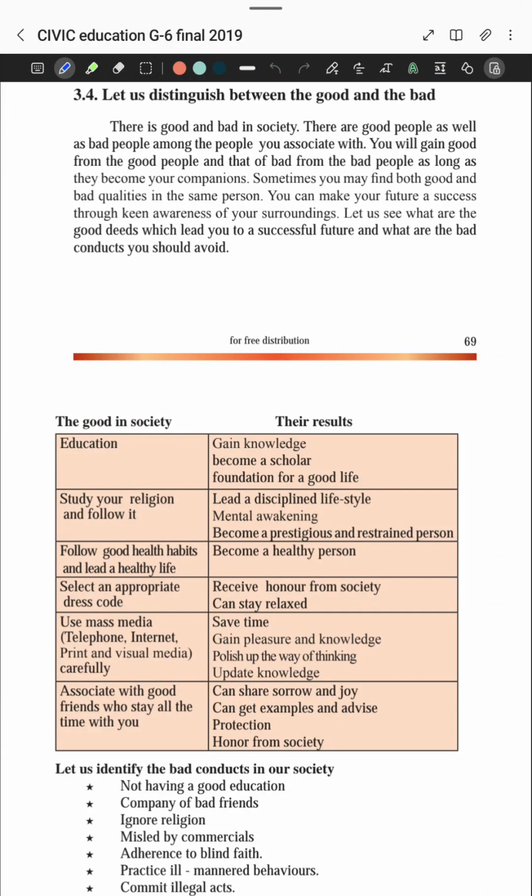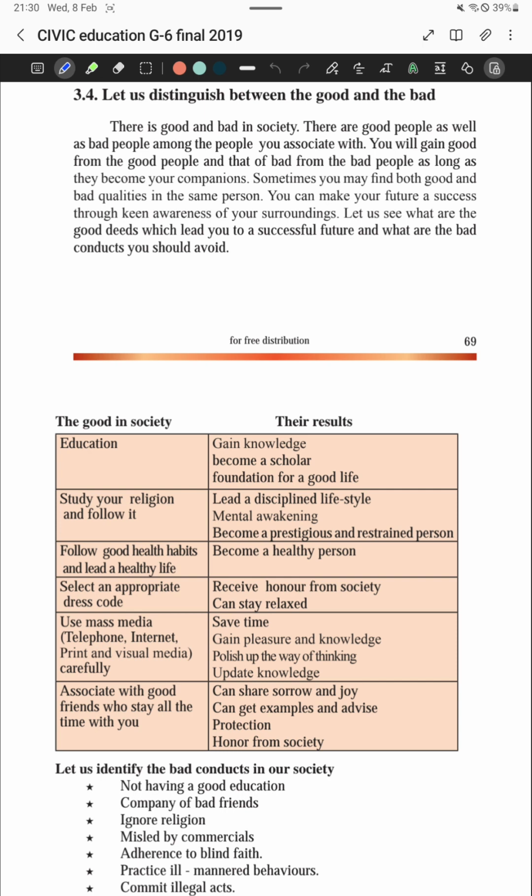Let's start with the second part of the video. I think you have gone through the part 1 video regarding the third lesson of the grade 6 citizenship education subject, English medium. Now we are going to continue the lesson with the next subtopic of the civic education subject, in the third lesson. So we have to start from the 3.4 subtopic.